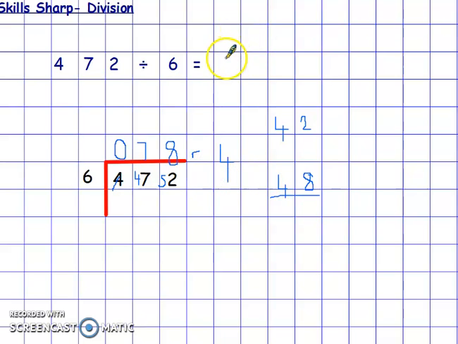And that's how we write our answer. 78 R for remainder 4. Does that make sense? I hope so, because you're going to have a go at this independently now in your maths book.